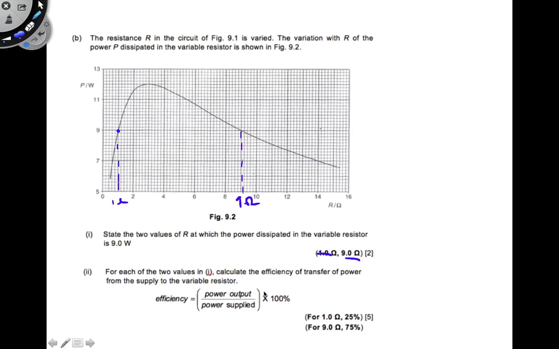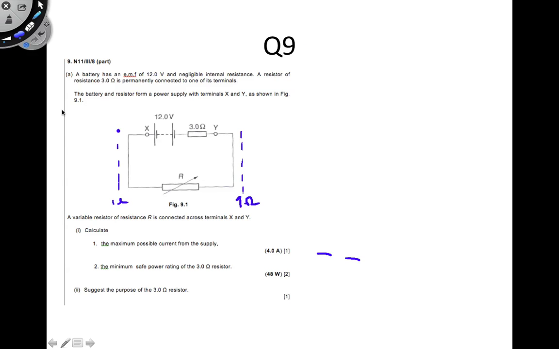Calculate the efficiency of transfer of power. Efficiency of power, what I'm trying to see is this.